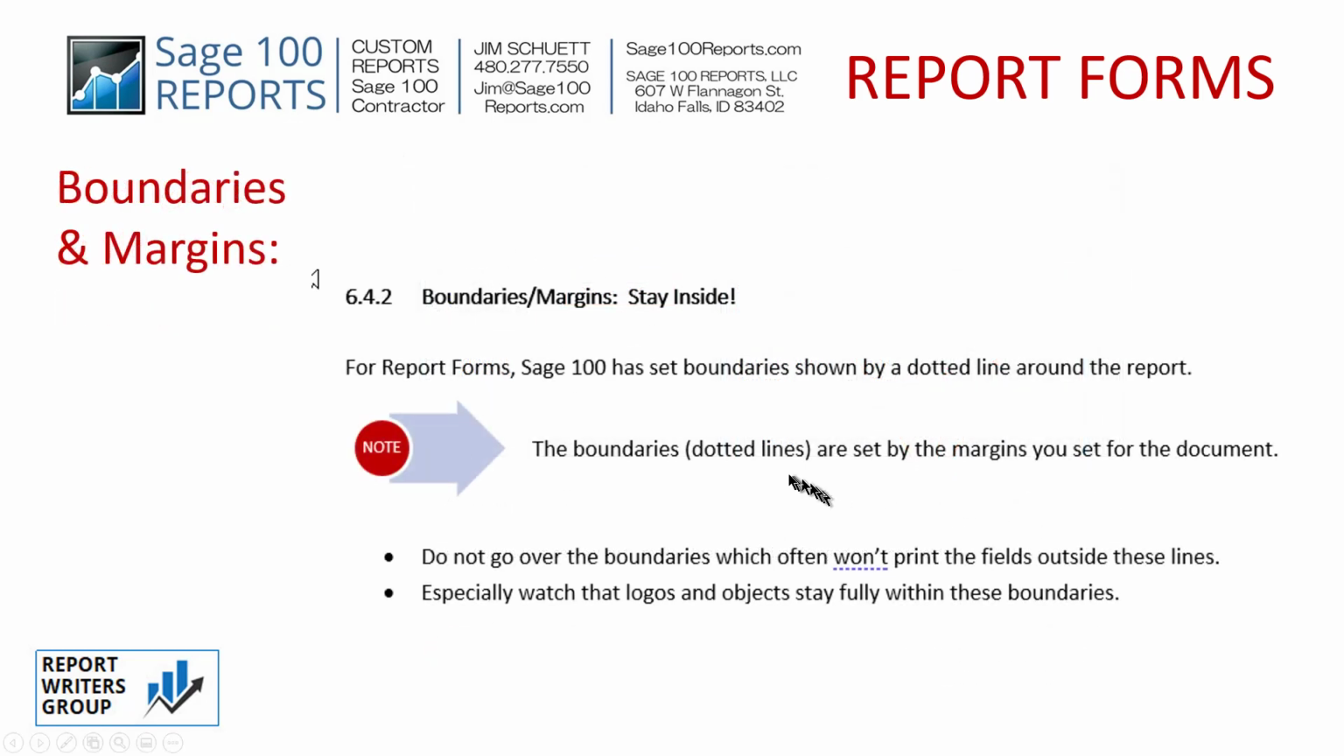Now let's take a look at the boundaries and the margins. For report forms, Sage 100 has set boundaries shown by a dotted line around the report. The boundaries are set by the margins you set for the document. A note here: do not go over the boundaries, which then often won't print the fields outside these lines, depending on how big the boundaries are that you set, the margins. Especially watch the logos and objects stay fully within these boundaries as much as possible. You can creep over a little bit, but it just depends on how small your margins are set.